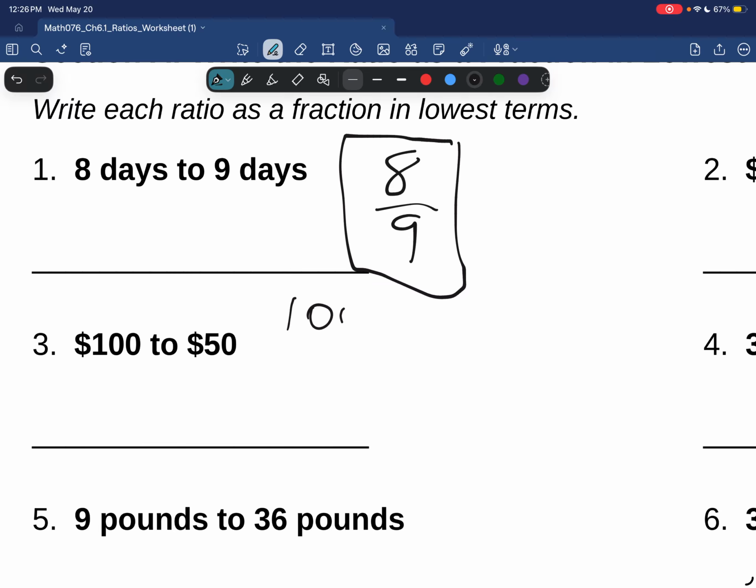Let's look at number 3, $100 to $50. 100 is my numerator, 50 is my denominator, and then I ask myself, can I reduce this, 100 over 50? That's also just 2. If you put it in your calculator, 2 is my final answer right there.